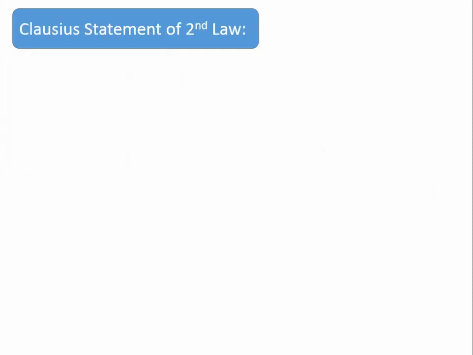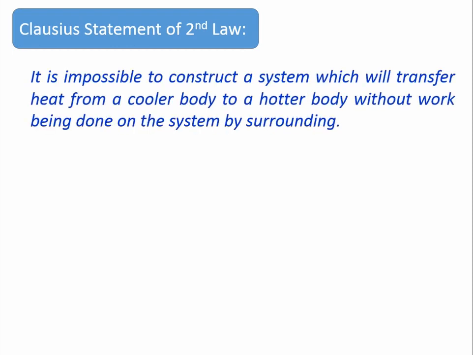While the Kelvin-Planck statement establishes the operational constraints of heat engines, Clausius' statement of the second law establishes the operational constraints of heat pumps and refrigerators or air conditioners. It says it is impossible to construct a system which will transfer heat from a cooler body to a hotter body without work being done on the system by the surroundings. In other words, heat will not flow from a cooler body to a hotter body without work being done on the system.